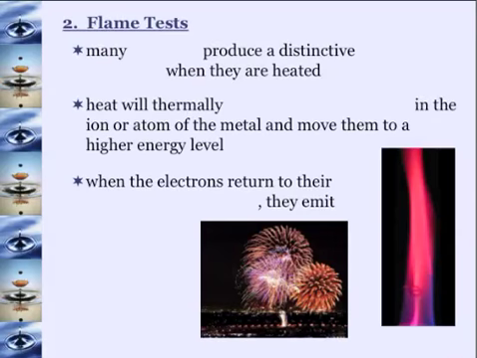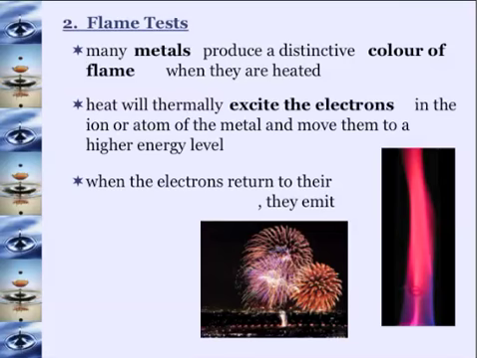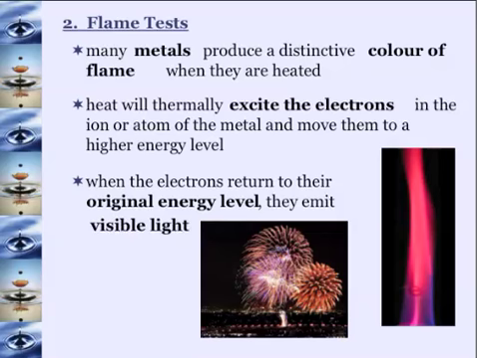Okay. We have a flame test. So many metals can produce a distinctive color of flame when they are heated. This is like what we were talking about with the fireworks there, right? When we talked about magnesium. So heat will thermally excite the electrons in the ion or atom of the metal and move them into a higher energy level. So when the electrons return to their original energy level, they emit visible light.